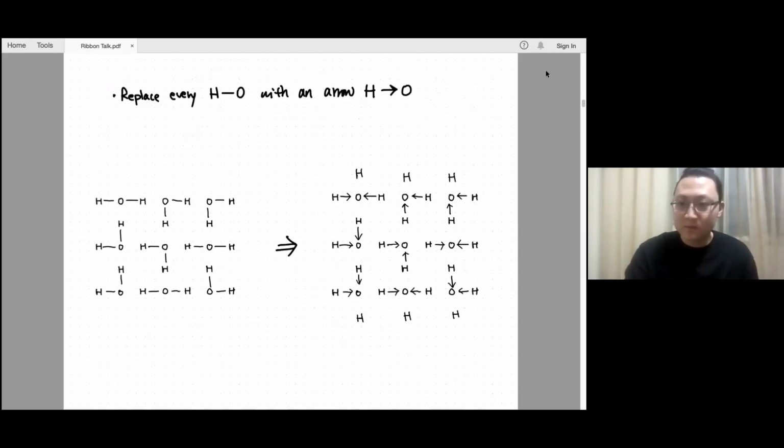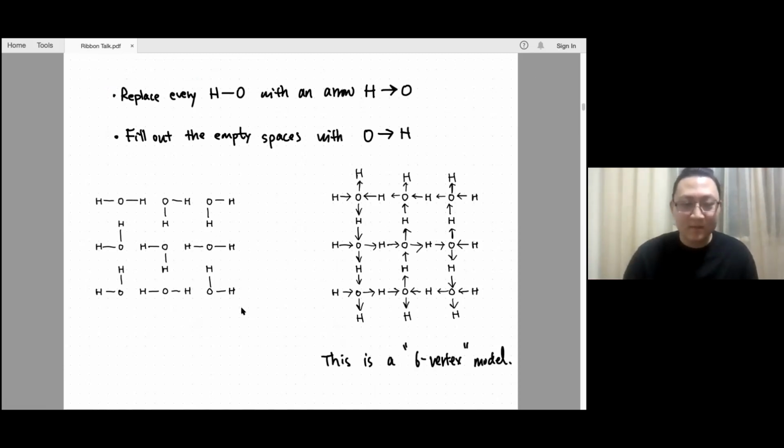And so we're going to study these ice models in a different way by putting them on a square lattice with arrows instead of connections between oxygen and hydrogen atoms. The way we do it is that for every O connected to H, we replace it with an arrow from H to O. I mean H going to O. And then for every place where there is not a connection, we put an arrow going from O to H.